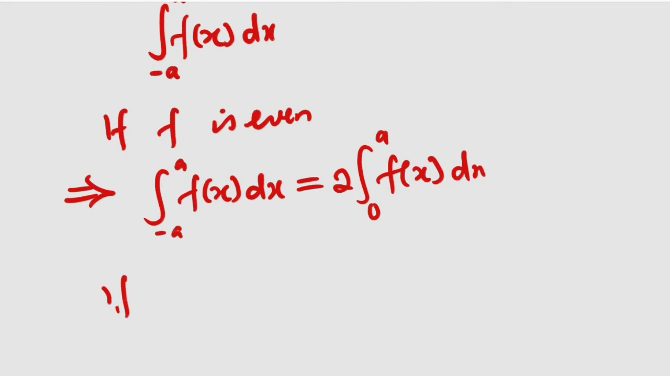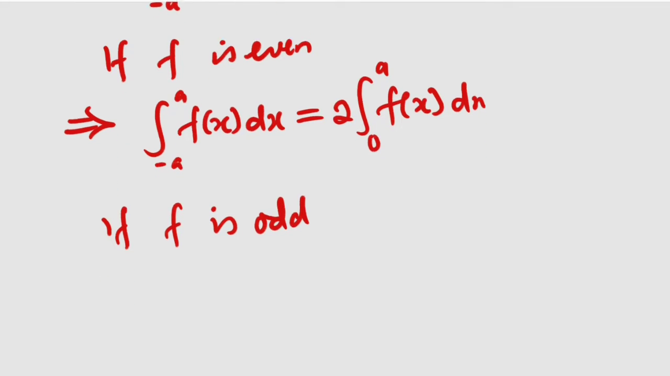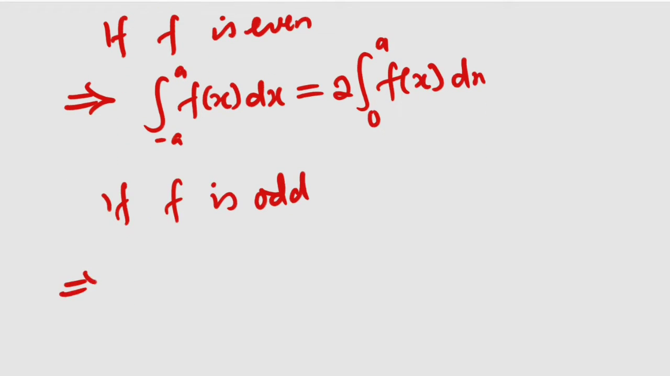But if that function is an odd function, then the integral from negative a to a of f of x dx is equal to 0. Don't even waste your time. It must be equal to 0. Let me show you this graphically.